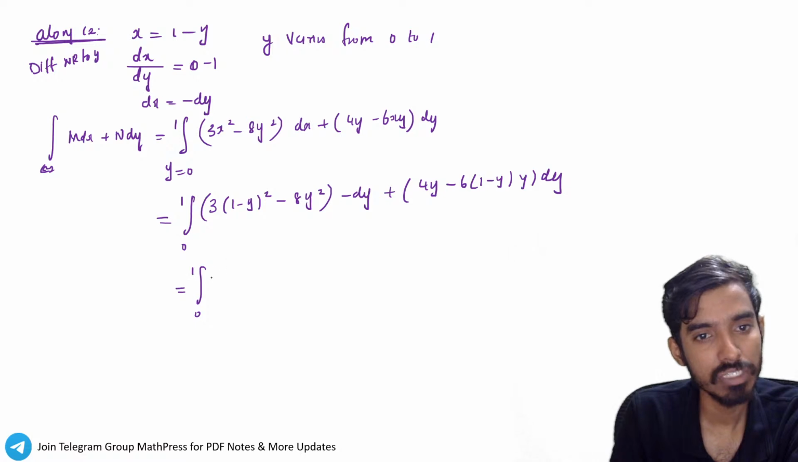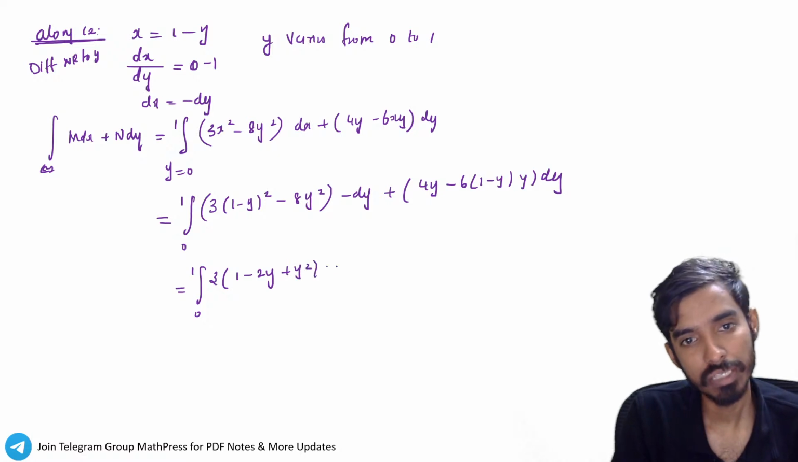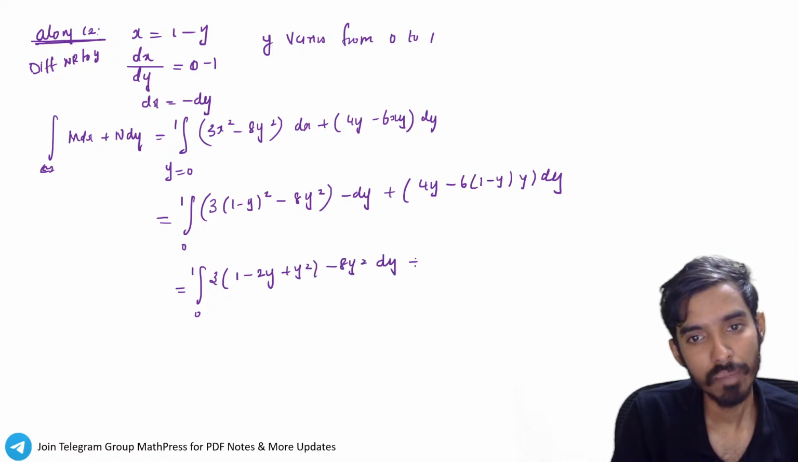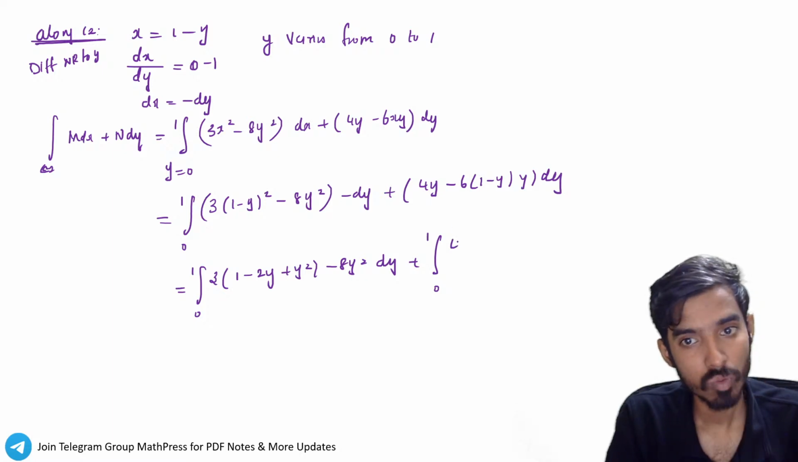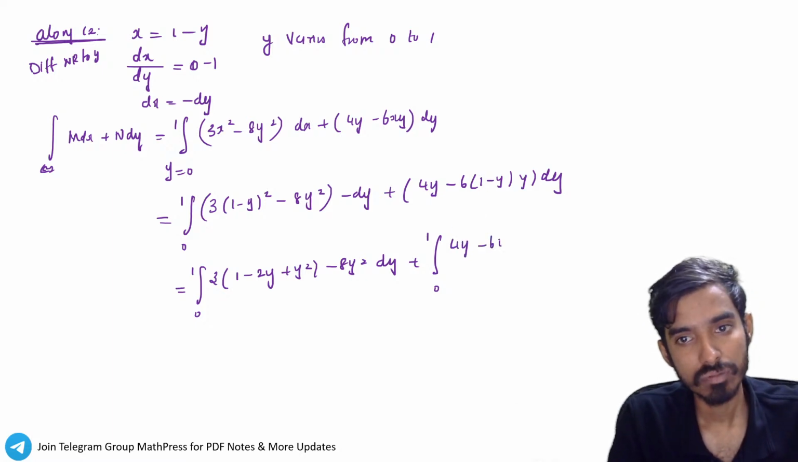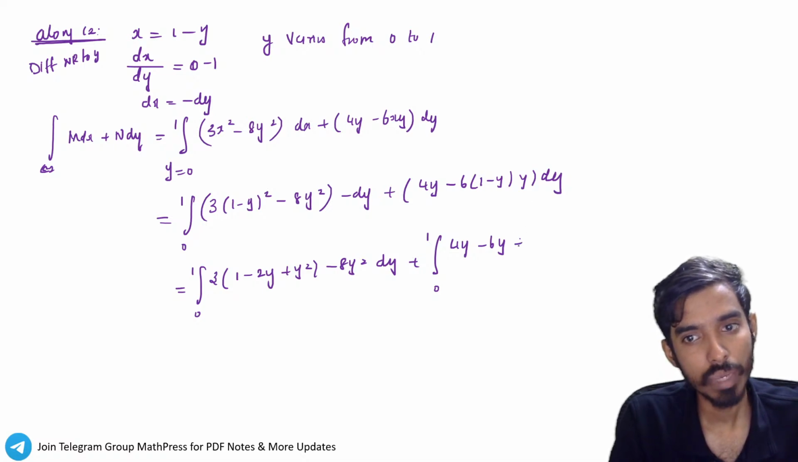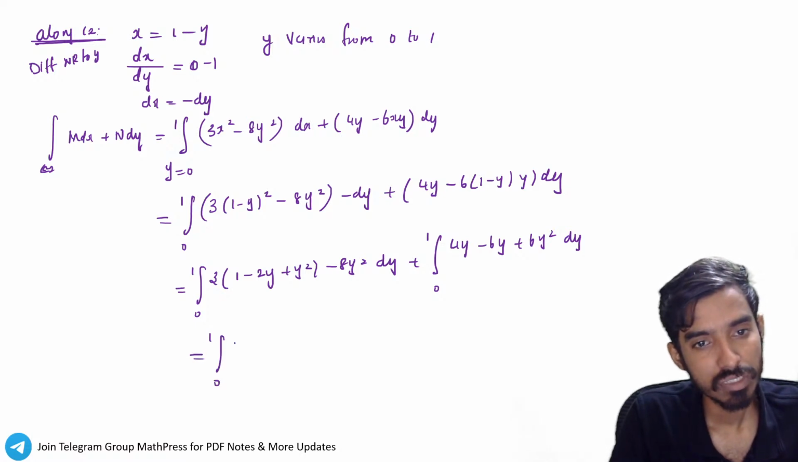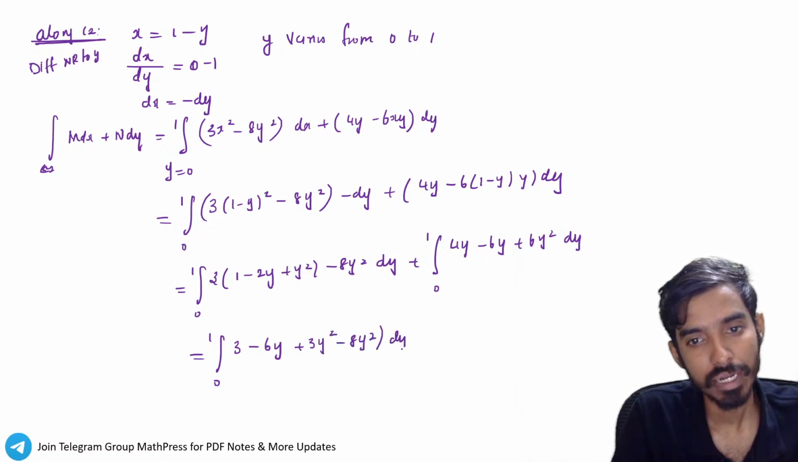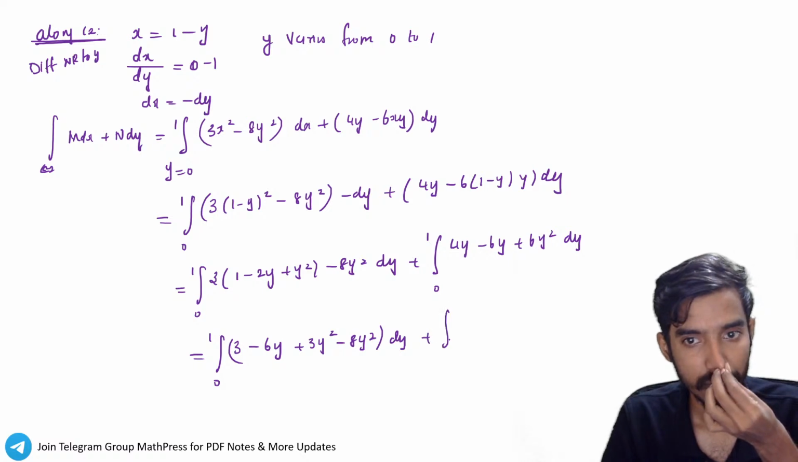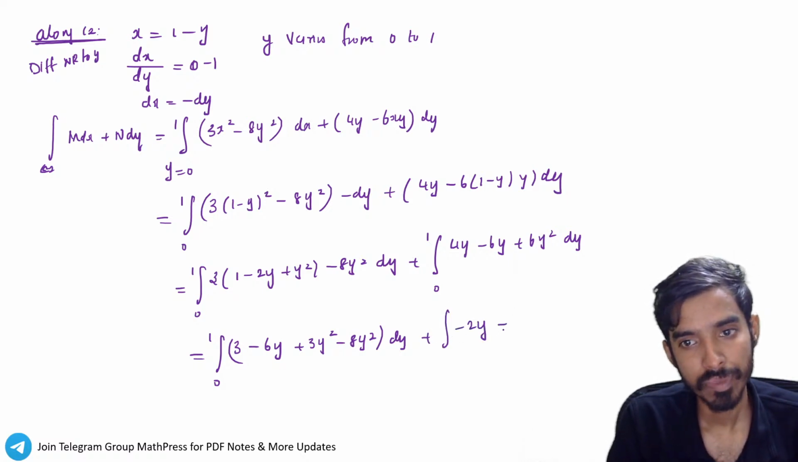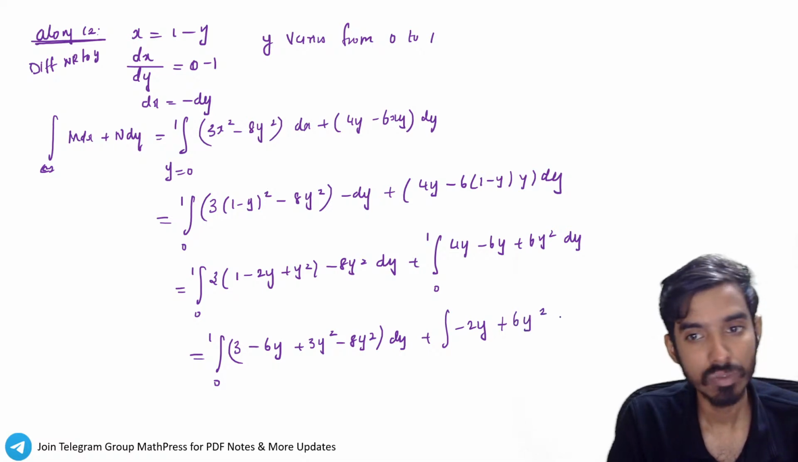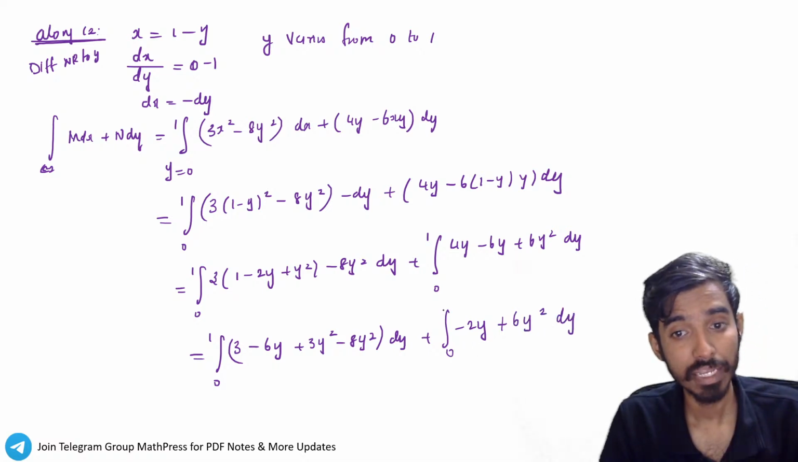So this will be the integration from 0 to 1 of 3 into (1 minus 2y plus y square) minus 8y square dy. And this will be the integration from 0 to 1 of 4y minus 6y plus 6y square dy. So this will be the integration from 0 to 1 of 3 minus 6y plus 3y square minus 8y square dy, and then the integration of minus 2y plus 6y square dy. Here y varies from 0 to 1.